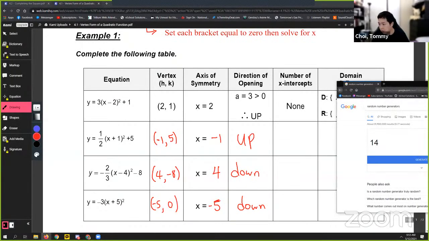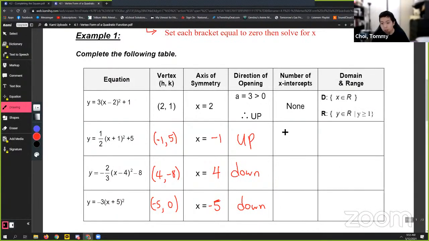The number generator gives me the middle. I think the middle one who hasn't answered it here would be Haley. Number of x-intercepts here. 0, 1, or 2 for this one here? Saying this is 0. Perfect. So there should be none. That's good. So Haley said 0.